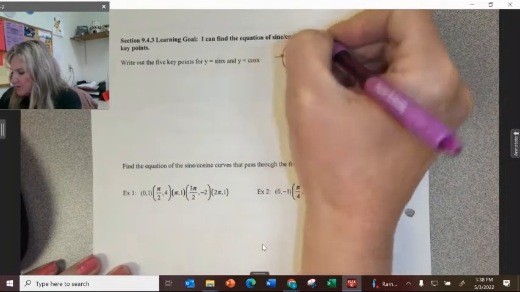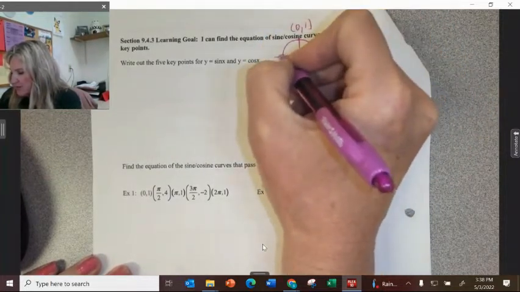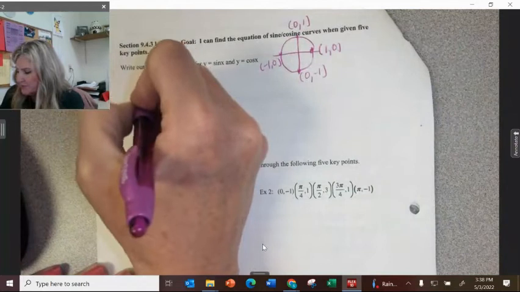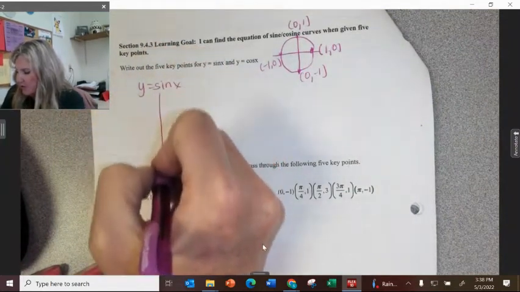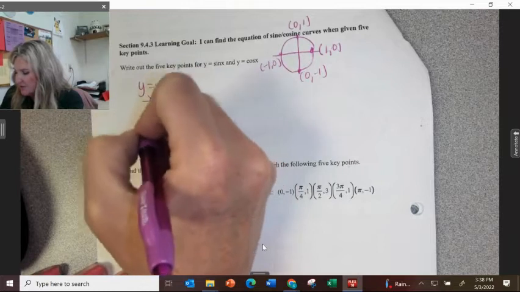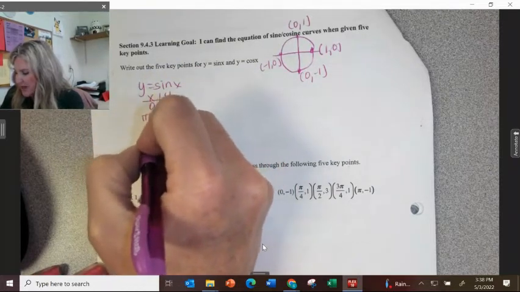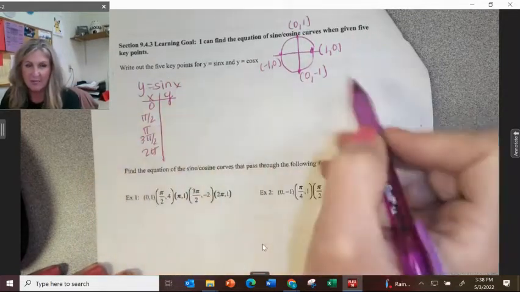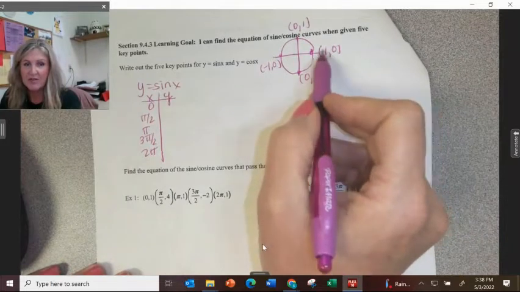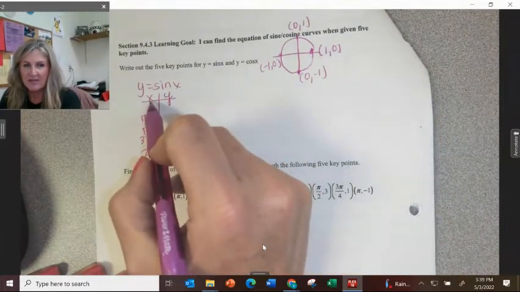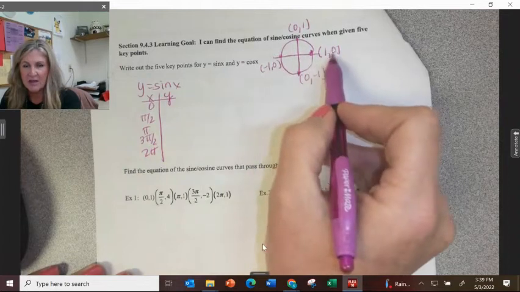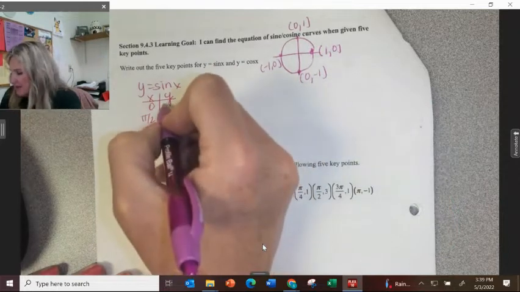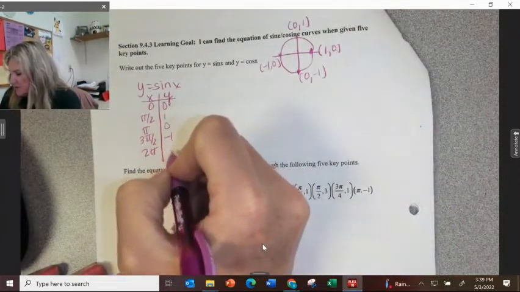So we've got the point 1, 0 right there, and 0, 1. We know this point, if we're talking about the unit circle, negative 1, 0. This point, 0, negative 1. So for y equals sine x, those 5 key points are going to be 0, pi over 2, pi, 3 pi over 2, and 2 pi. Again, we could use any angle measures we wanted, but these are the easiest to work with. Going around the unit circle, these are our angles. What's the sine value? When we're given a point like this, the sine value is always the y value. So we're going to have 0, 1, 0, negative 1, 0.